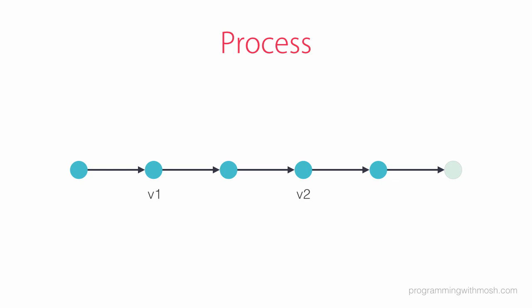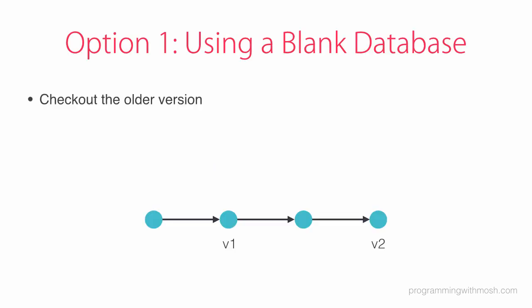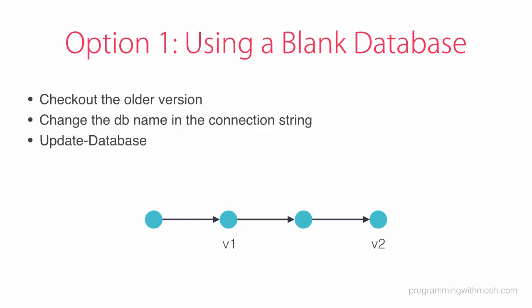Now, in terms of bringing your database to the right state for that version, you have two choices. You can check out the older version, change the database name in the connection string to point to a non-existing database, and then run update database. Entity Framework will run all migrations from the beginning of time up to the version you have checked out from the repository. So that's pretty easy.